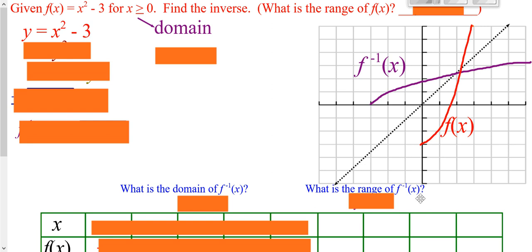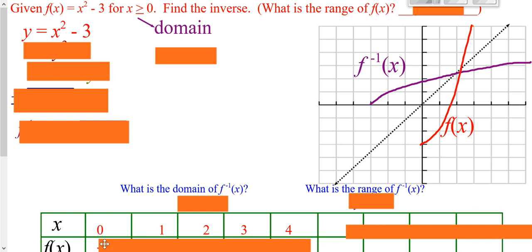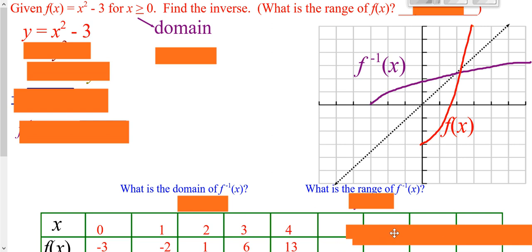Now, you could make yourself a t-chart. You know x is greater than 0, so I'm going to just try numbers greater than 0. You can take these numbers, square it, subtract 3. Plug in 1, square it, subtract 3. Plug in 2, square it, subtract 3. Plug in 3, square it, subtract 3. And plug in 4. If you plot those points, that's what gives us this red curve over here, which is our original function.